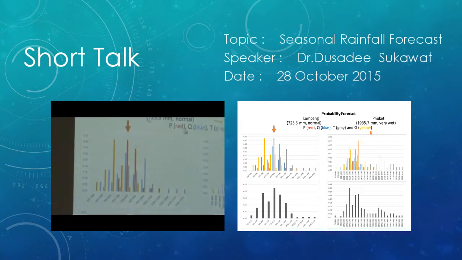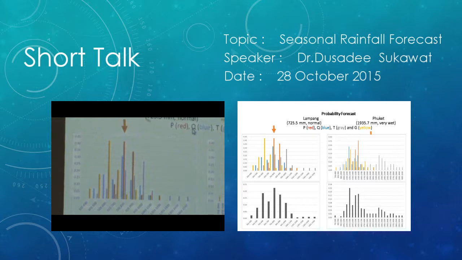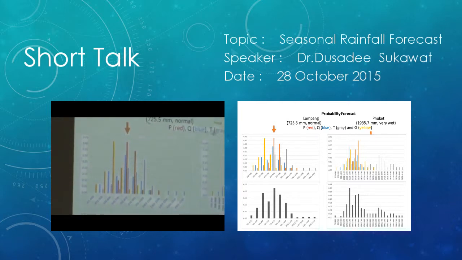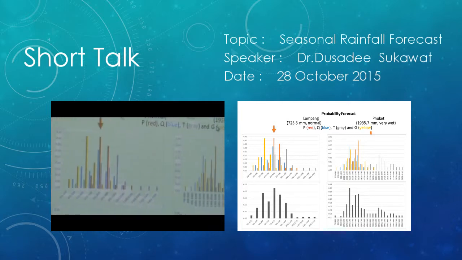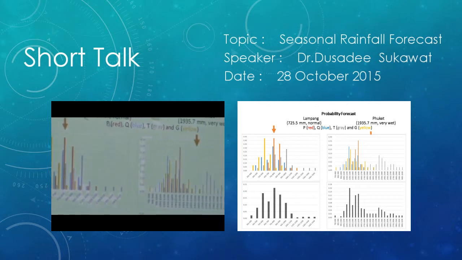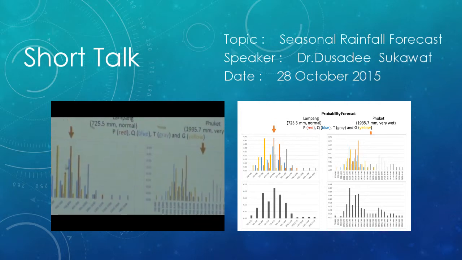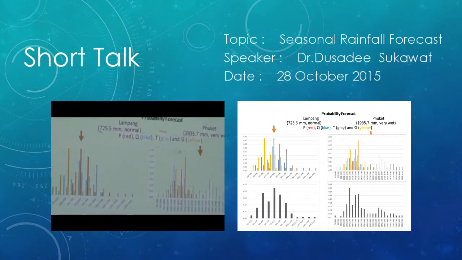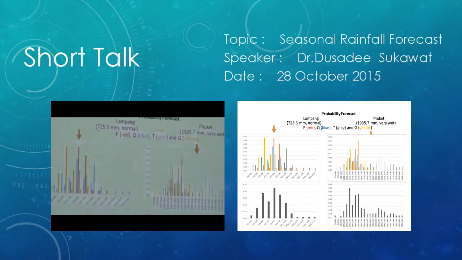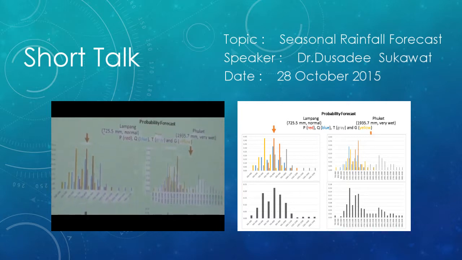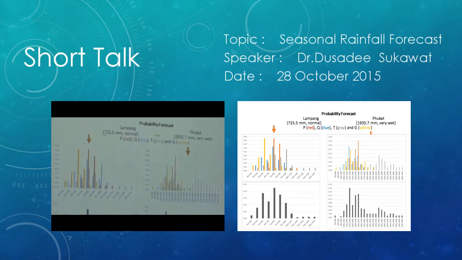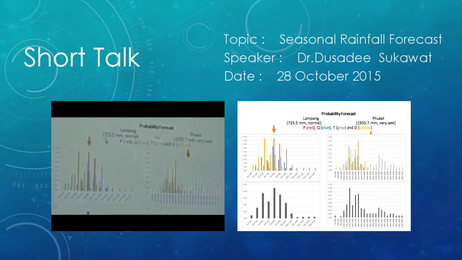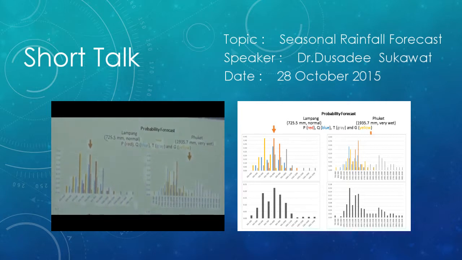You can see that pressure here, red. If you use moisture, the forecast will be blue. If you use temperature, it will be gray, and if you use geopotential, which is related to wind, it will be yellow. You can see that different predictors give you different forecasts, but if you combine this, this is a combination of 4 predictors, you come up with this one. And in this case, the forecast is correct because the observed is 725, and the forecast is about between 700 to 800, so it's okay, correct.